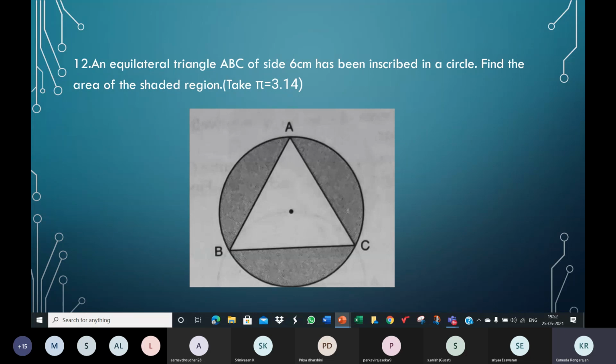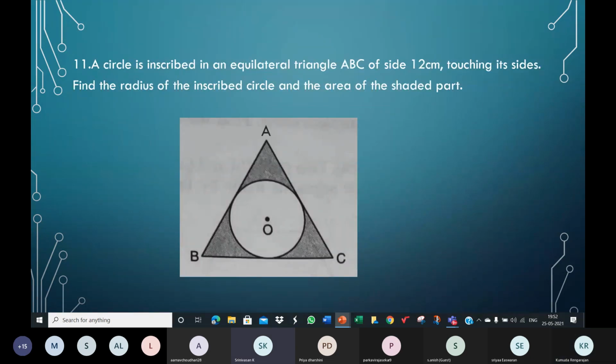We have to take pi as 3.14. Proceed to find the area of the circle. And then you know how to find the area of the shaded region: area of the circle minus the area of the triangle. Root 3 is 1.73 or 1.732. If nothing is mentioned, use 1.732.